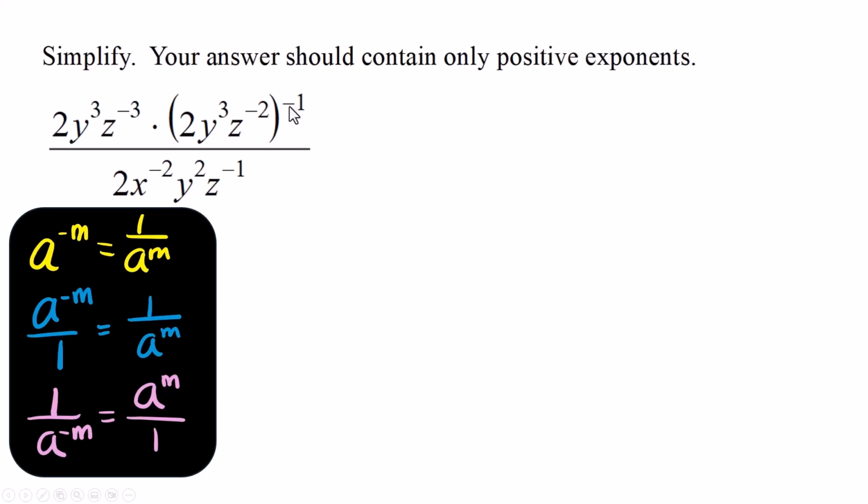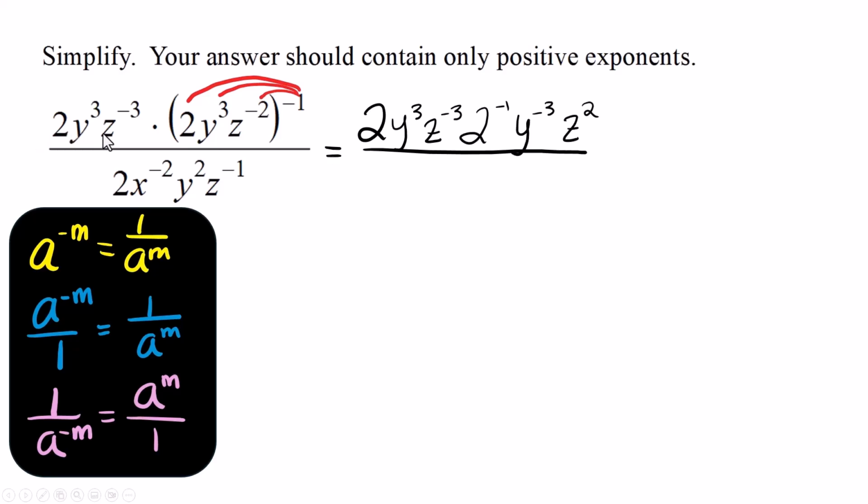The first thing I want to do is take care of this negative 1 exponent that's being applied to this entire group. So that negative 1 needs to be put on everything that's in that group. I recopied the first term just as it is, and then now I end up with 2 to the negative 1. Y to the third power raised to the negative 1 power would be y to the negative 3, and negative 2 times negative 1 would be z to the positive 2.